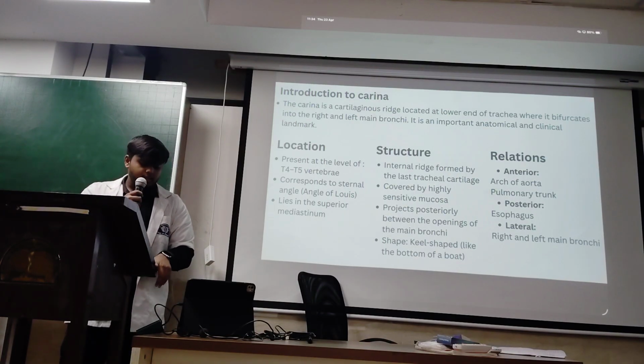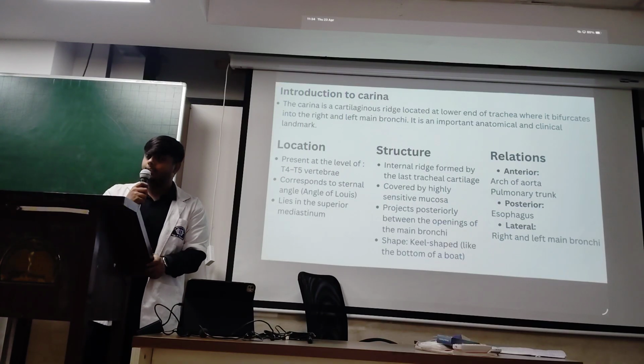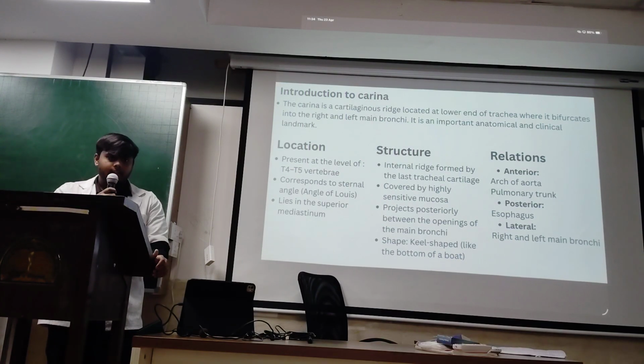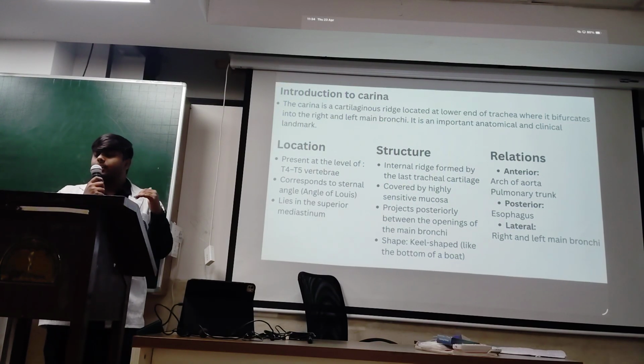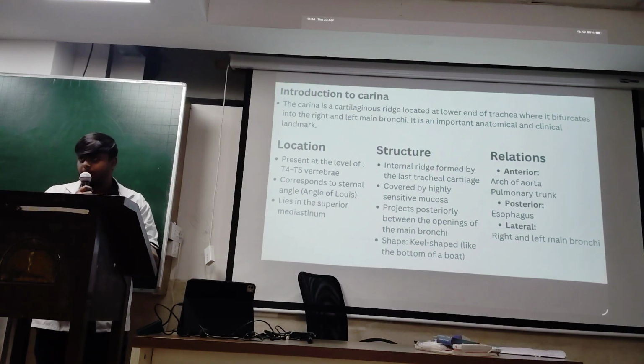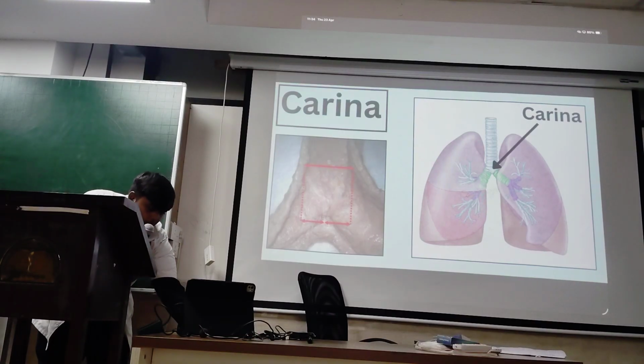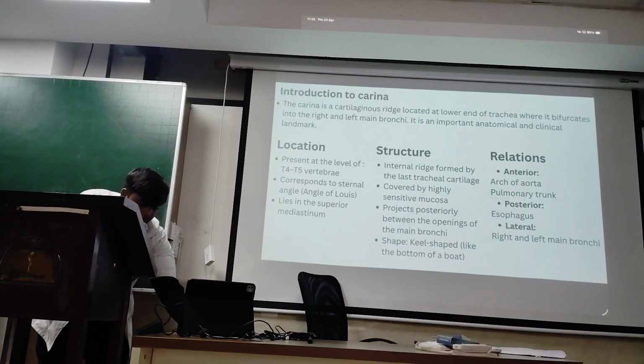Its structure is defined as an internal ridge formed with a large tracheal cartilage covered by highly sensitive mucosa. It is antero-posteriorly directed, so it projects posteriorly between the opening of the main bronchi. As you can see in the diagram, it is boat-shaped and in the shape of a keel.